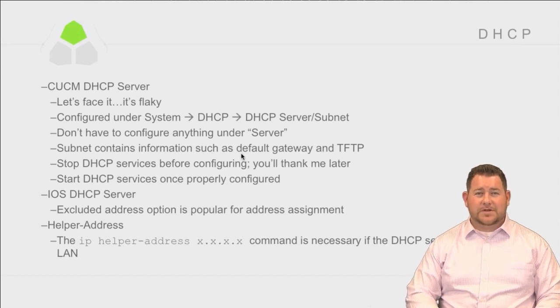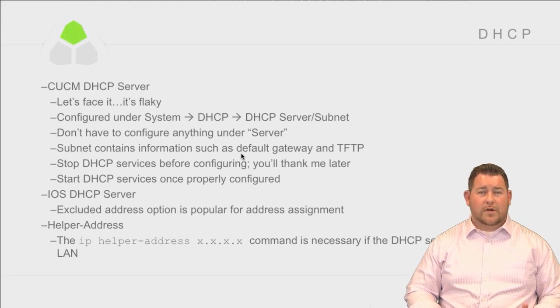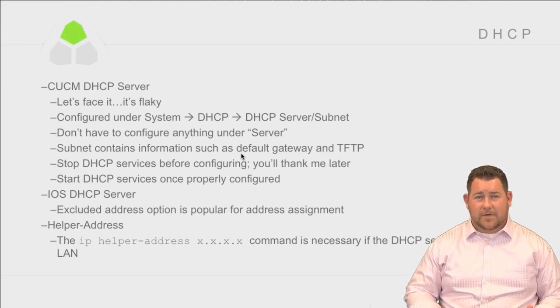Obviously, these are the two most important things for phones. You have to have a default gateway for any device that's going to be connected, or else they're not going to know how to even get out of their own local area network. So that has to be in the DHCP scope somewhere. Also, you have to have a TFTP server for your phones to know where to get the configuration file from.